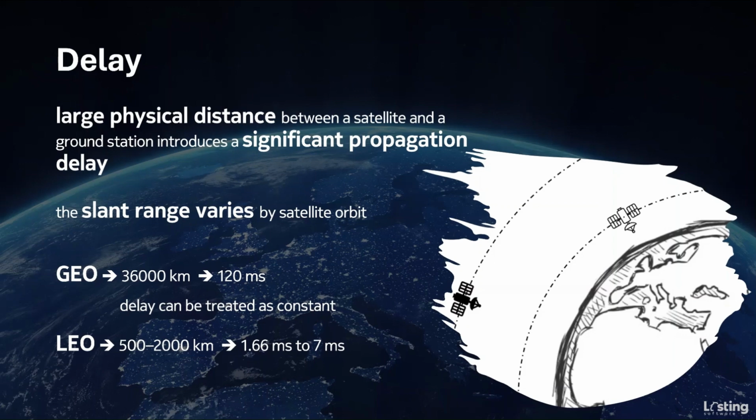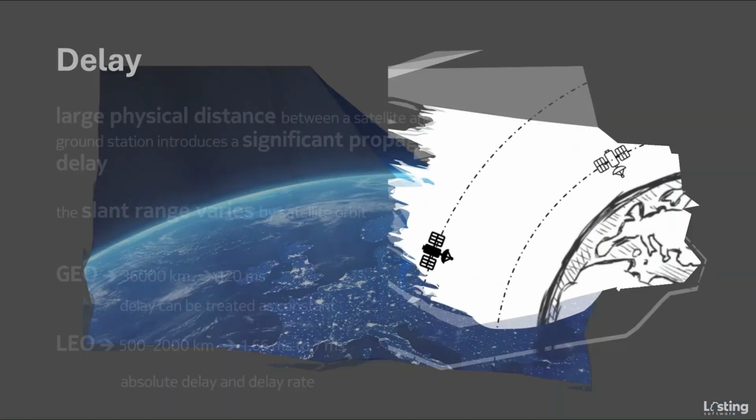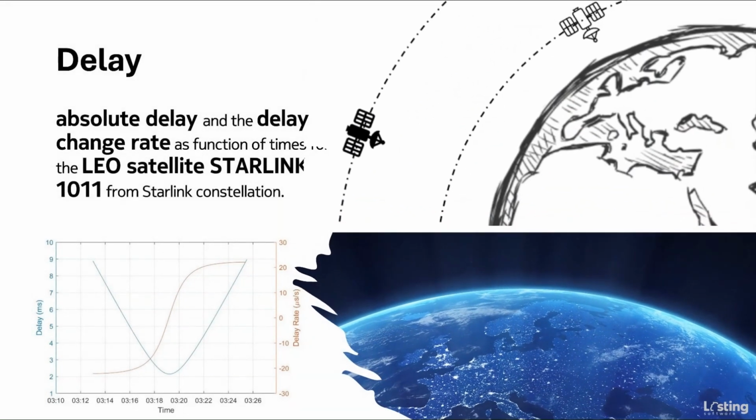In CELEOS, this variation is emulated in real time, allowing system developers to validate timing resilience under realistic, fast-changing link conditions. This figure here shows the absolute delay and the delay change rate as a function of time for the LEO satellite Starlink 1011 from the Starlink constellation.